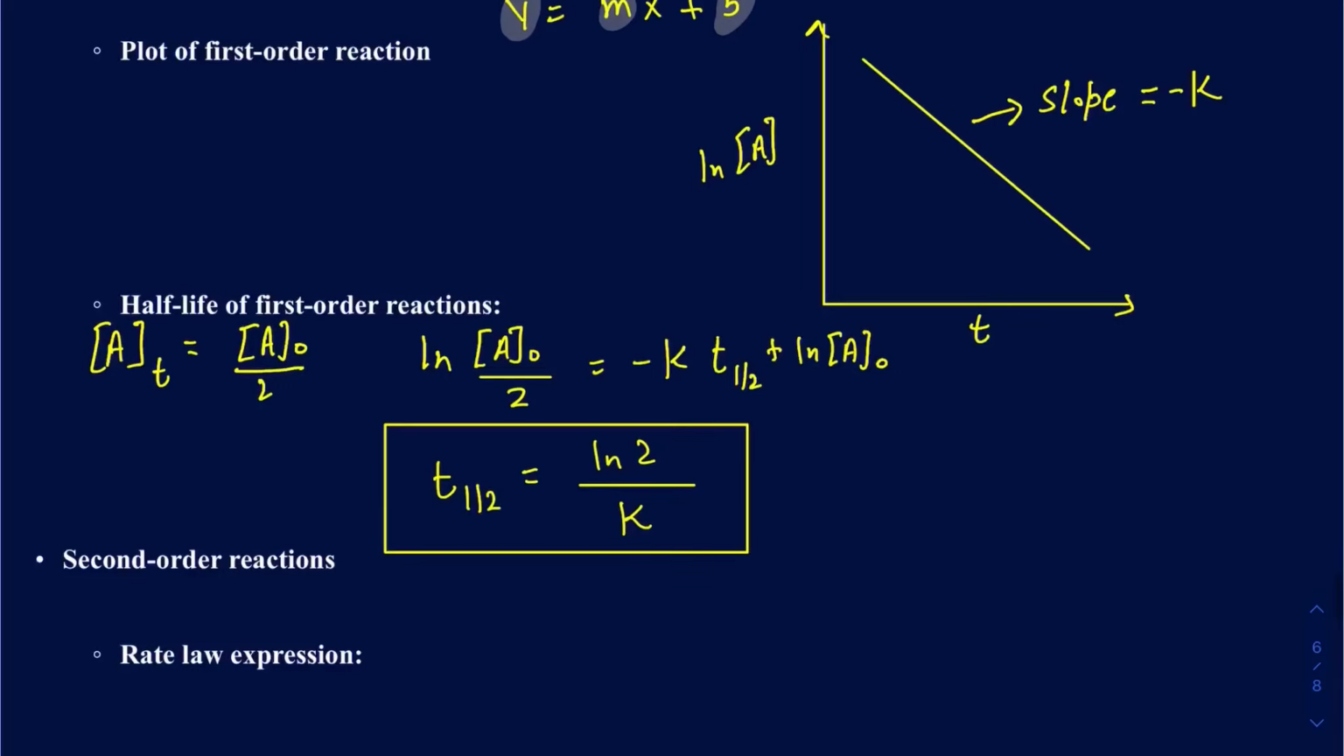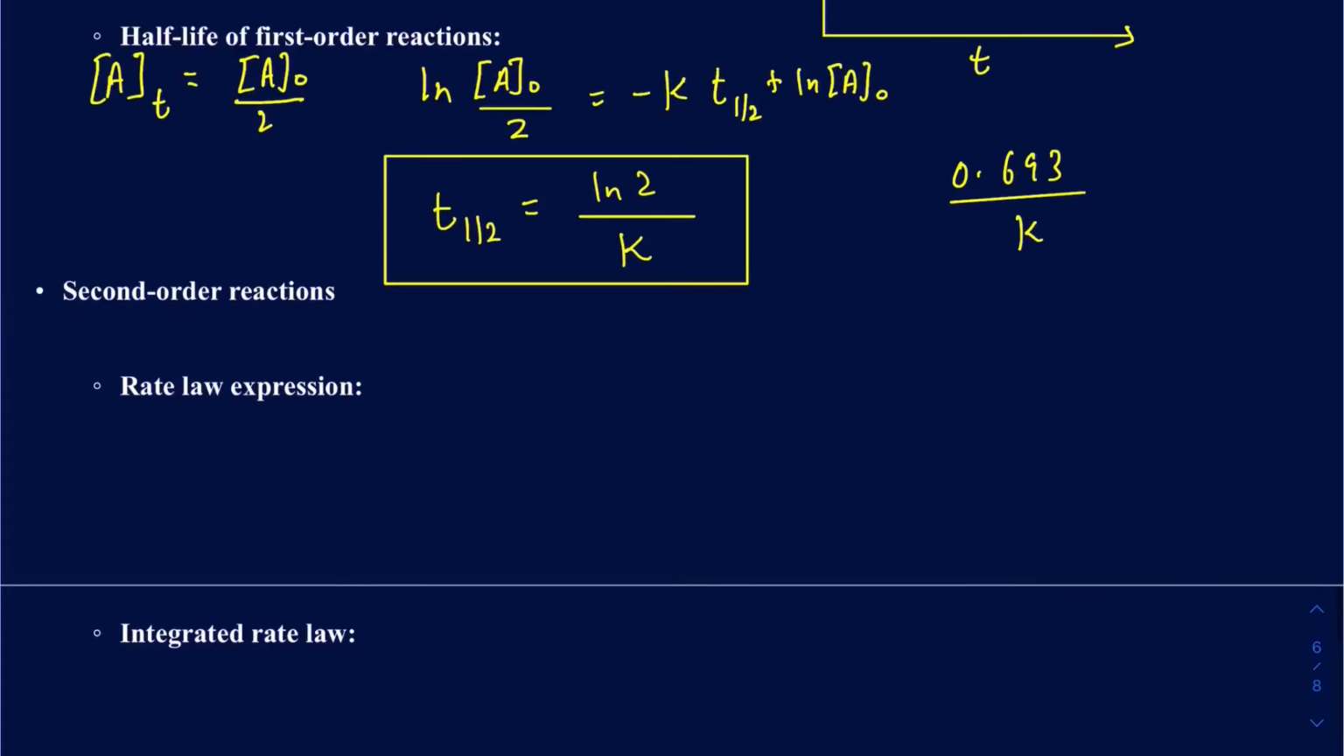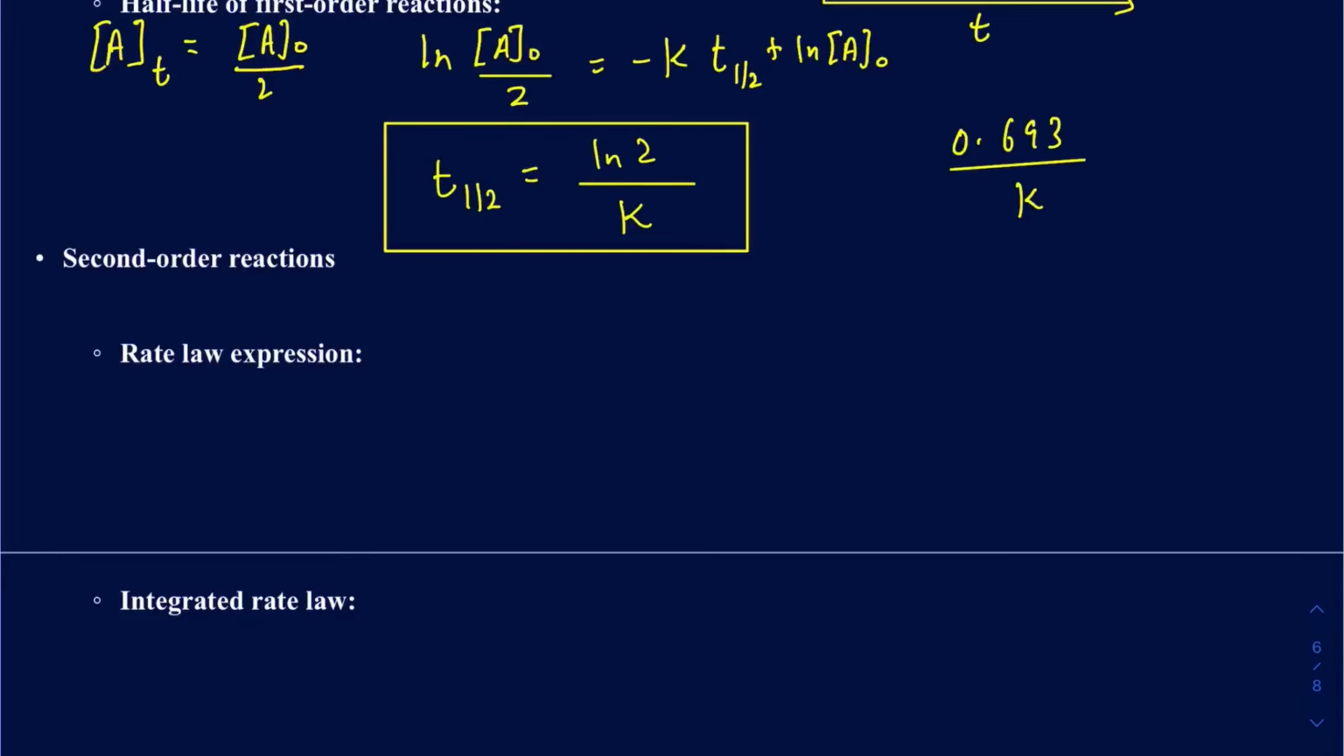So that's going to be your first order reaction, and instead of natural log 2, you may also see 0.693 over K being written, because remember the natural log of 2 is 0.693. Okay, moving along, let's talk about a second order reaction.